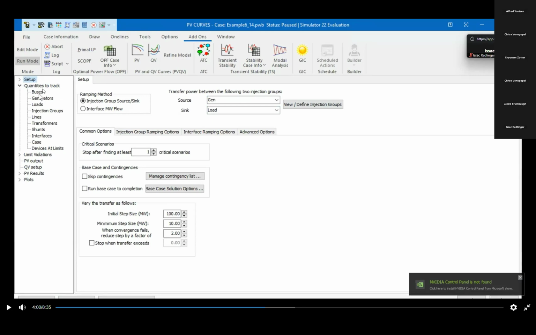On this side, under quantities to track, you can choose what you want to track. You can track the capacitors, the buses, any of the loads or generators, whatever you want. And then you can go here to plot the curves.